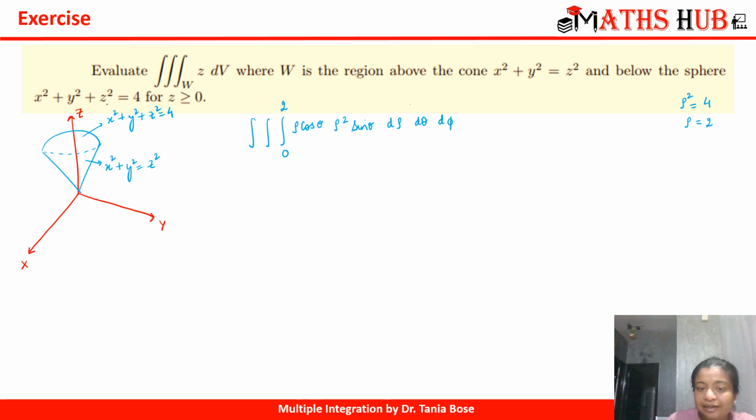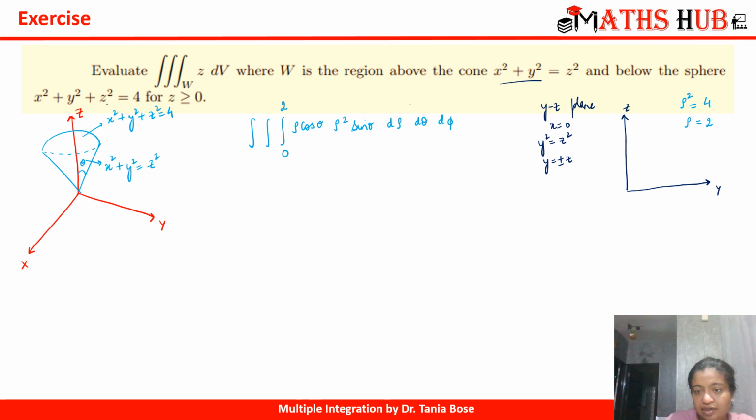Now how to determine theta? Theta is the angle that the z-axis is making, right? So let us take this plane as the yz plane. Let me draw the yz plane over here and determine what theta would be. In the yz plane, x is equal to 0, right? So when I have x equal to 0 in this equation, I get y square is equal to z square. So y comes out to be plus minus z.